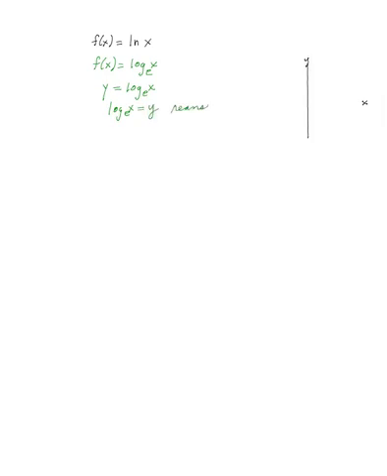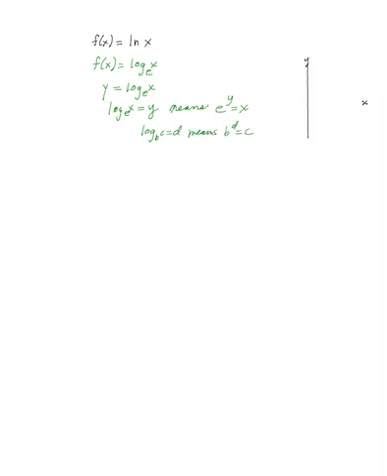But what does this mean? According to the definition of logarithms, this means e to the y equals x, right? Remember our definition: log base b of c equals d means b to the d equals c. I'm just using that.